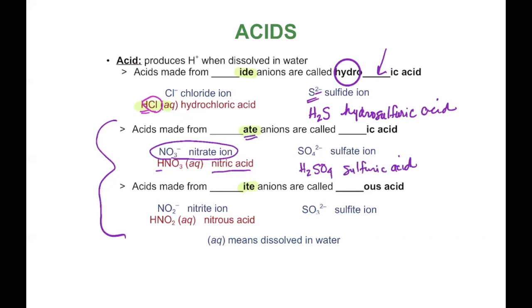And finally, if we have the ITE ions, then we're going to call it an US acid. Using the nitrite ion shown here, that has a -1 charge, so there's 1 proton, so it's HNO2, and that would be called nitrous acid. If we're looking at the sulfite ion over here, because it's a -2, we are going to have H2SO3, and that is going to be called sulfurous acid.